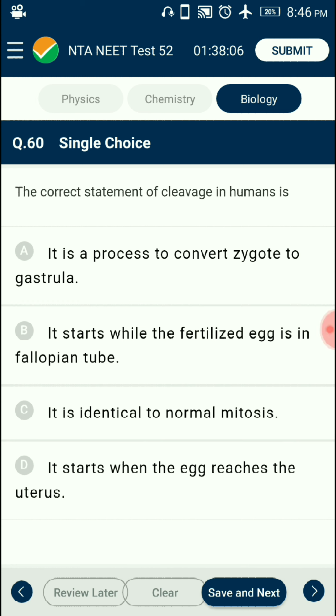So the answer for this question is option B. It starts while the fertilized egg is in the fallopian tube. So that is the correct statement about cleavage in human.